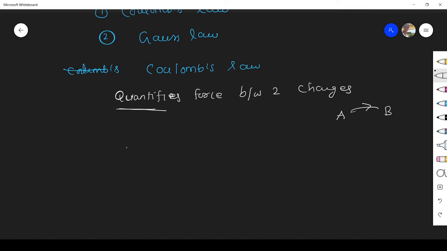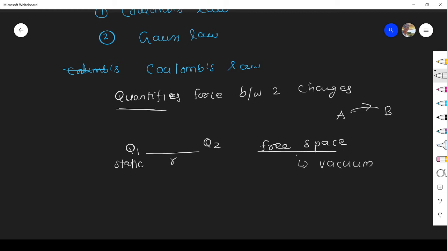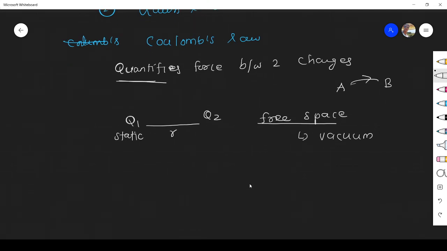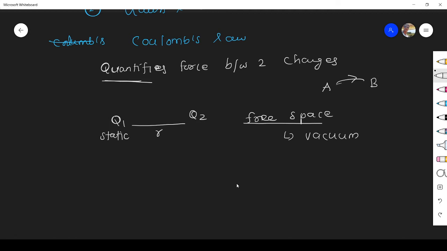So let us assume that two charges Q1 and Q2 separated by a distance r are located in free space. As usual, both the charges must be static. They should not move, stationary. Free space is nothing but our vacuum, so don't confuse that. The general term is free space. So when two charges separated by a distance r are located in free space, the force between the two charges is given by Coulomb's law.